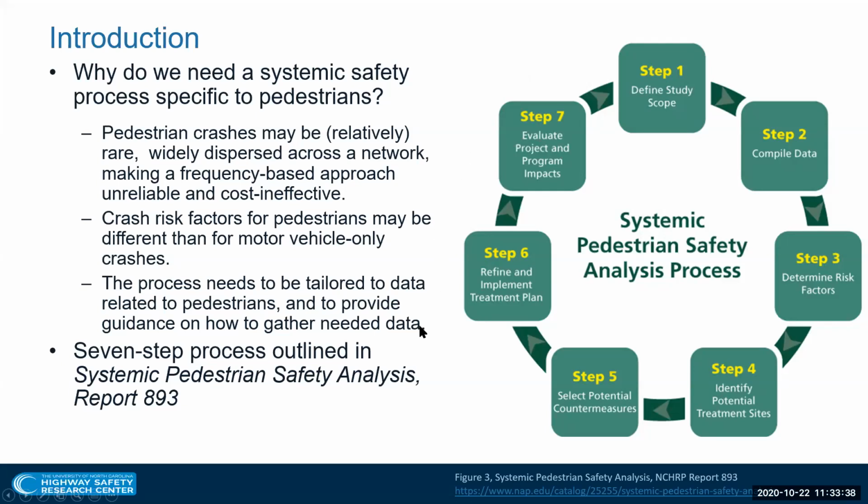Now, this is very similar to the regular safety process, but here we put these steps in a circle because they're really somewhat iterative. Because back here in step 1, when we're trying to define the study scope, we're also thinking, what are the potential treatments that we know can help address the patterns that we're seeing? So you think about step 5 as well. And when you're compiling your data, you do that. When we're determining risk factors, we're also thinking, what can we do about that risk? Do we have effective treatments that can help us reduce that risk? So it's sort of an iterative approach.